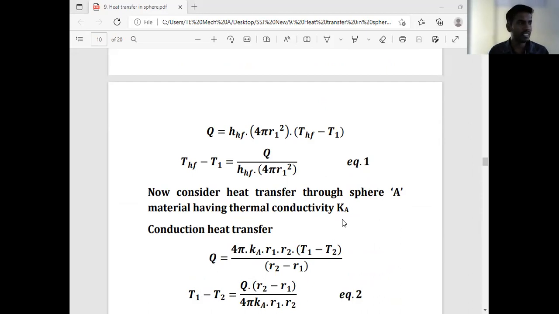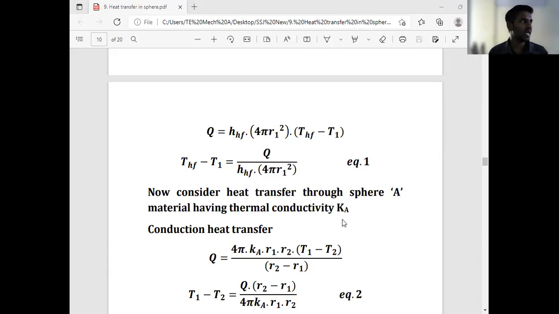Now why have we written this equation? Whatever fluid is inside, the hot fluid, for that we have written the equation. The mode of heat transfer is convection. The standard equation is Q is equal to HA into delta T. In that manner we have written the equation. Now we have to write down the equation for the layer A. Layer A is nothing but a sphere. We know the standard equation for the sphere, so in that manner we write down the equation for layer A.